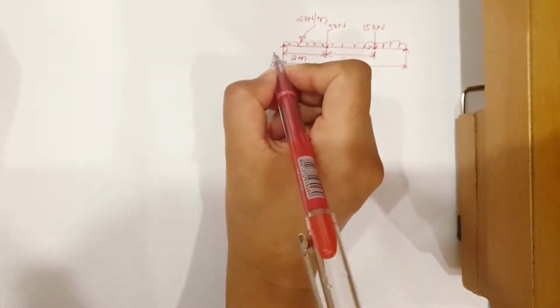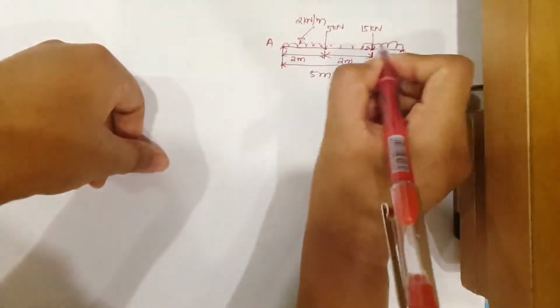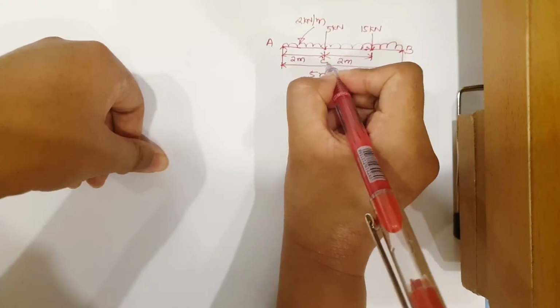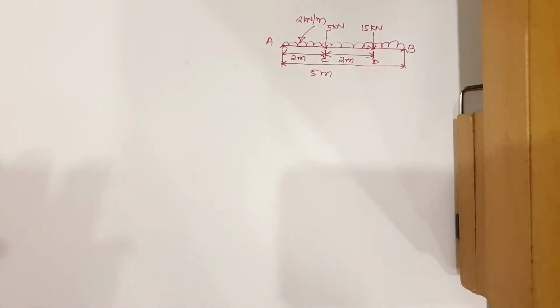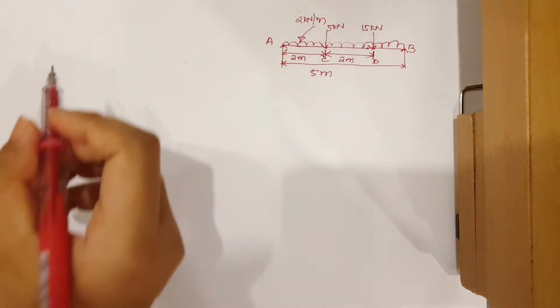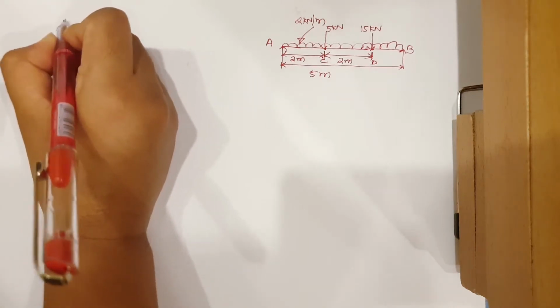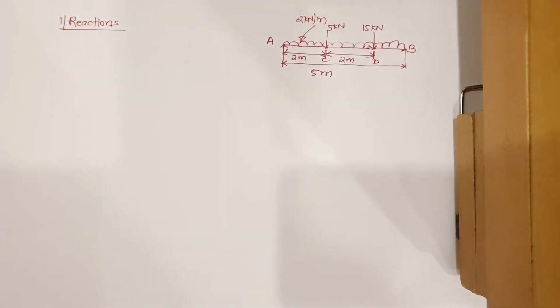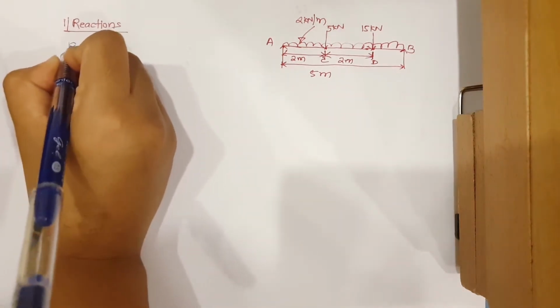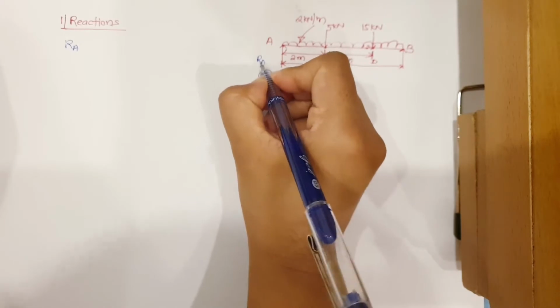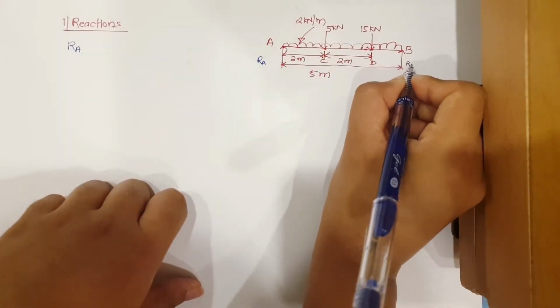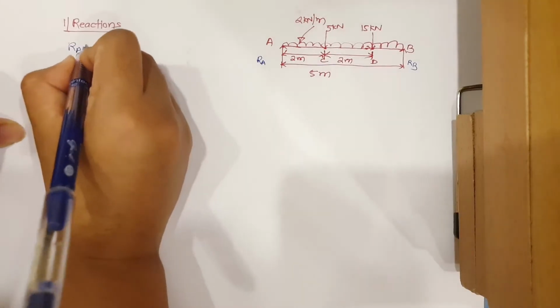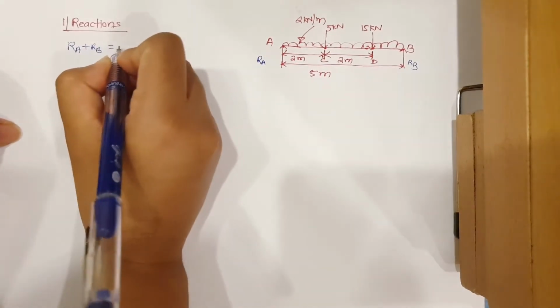So we have this beam. Let us name this beam as A, B, C and D points. Okay, so now let us start by finding the reactions. Number one, reactions. At A we have RA, and here we have RB. So RA plus RB will be equal to the total load on the beam.